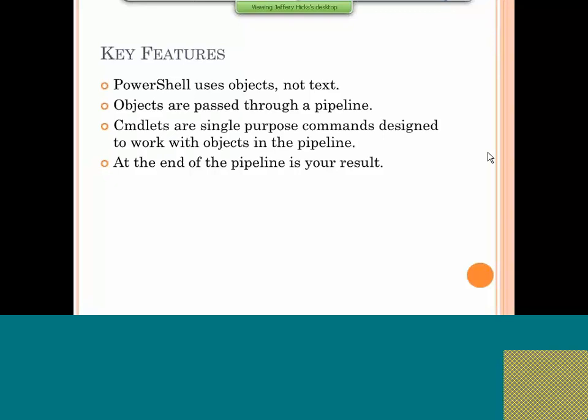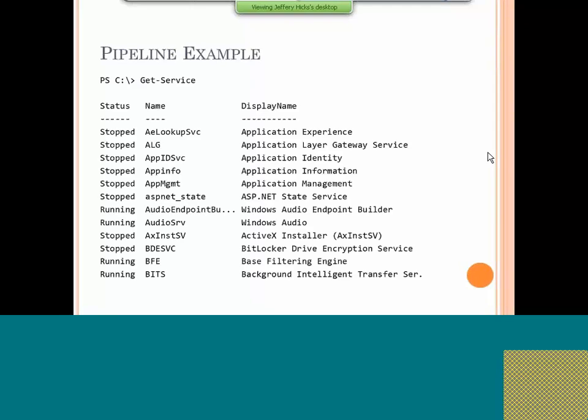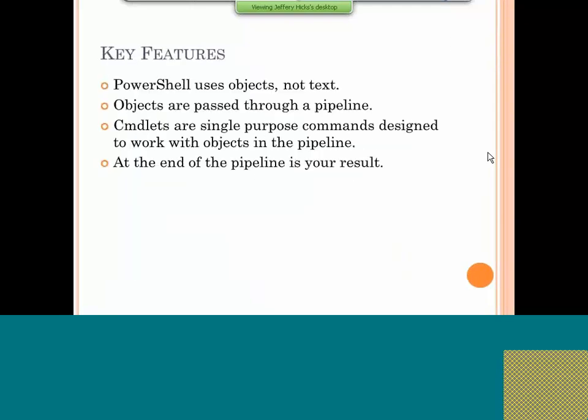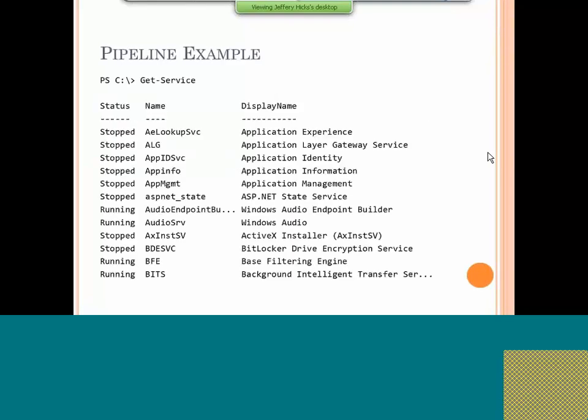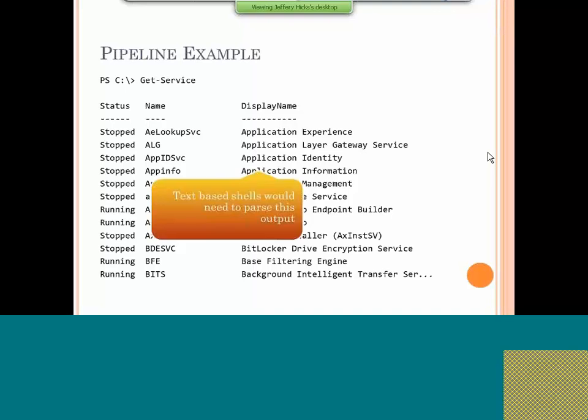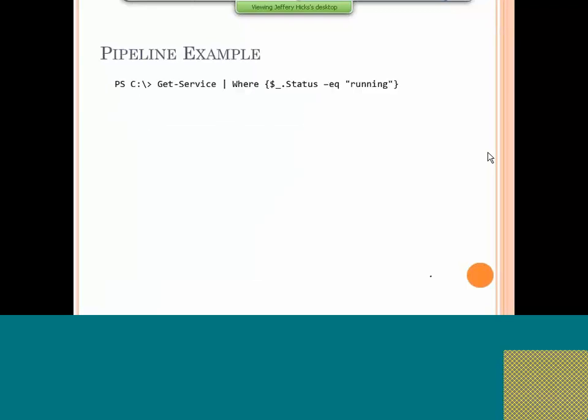So let me give you an example of that pipeline, because the pipeline is the biggest paradigm shift, I think, for a lot of people coming into PowerShell. I might run a command, say, in other shells, like get service, which is actually a PowerShell command. What you get back when you run get service is text output like this: you see status, name, display name. Now, in other text-based shells, if I want to find just these services that are stopped, I would have to grep and awk and all that other nonsense and try to find the right columns and look at the value and maybe use regular expression patterns to find the ones where it says stopped and then reformat that. Much too complicated.